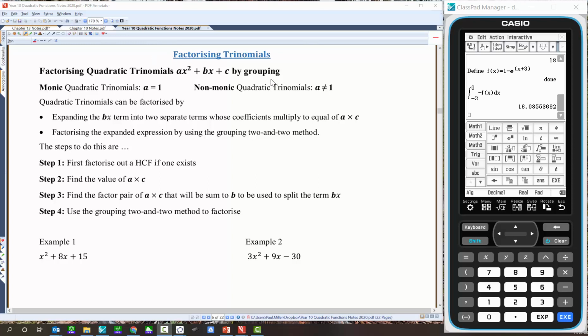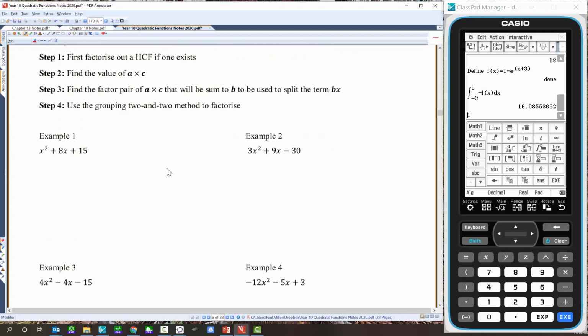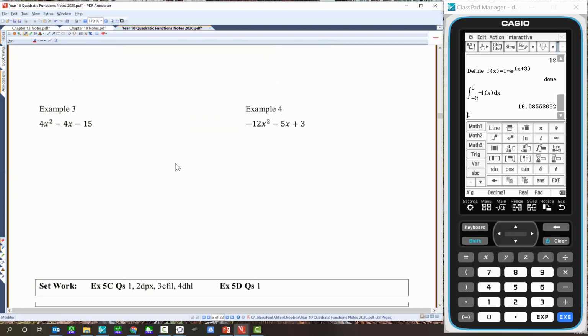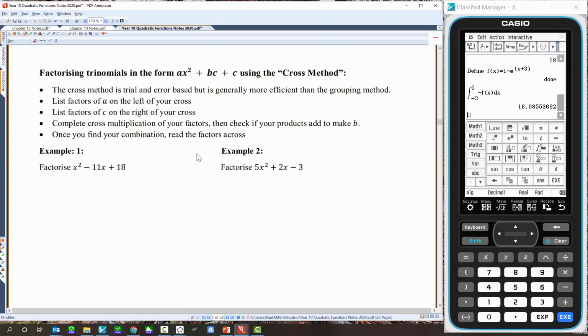Last lesson we factorised trinomials using the grouping method. Today we're going to use a different method. It's the method I want you to use. So after teaching you grouping and having you practice some problems here, I no longer want you to use it. Now, why did I get you to use it, I hear you ask? Well, the technique that you use for grouping will help you with the cross method.